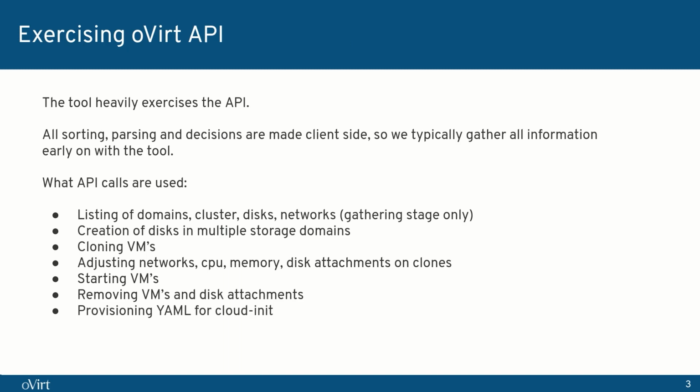So just to be fair, the tool really exercises the API heavily. Quite a few calls are executed in the beginning to gather all the information up, and then client side we parse all this and we sort it and display it as required. So the type of API calls I use is listing of domains, clusters, disks, and networks, and then creation of disks, creation of floating disks into different storage domains, cloning of the VMs, adjusting the network, CPU, memory and disk attachments on the clones from the template, starting up VMs and removing VMs and disk attachments, and provisioning the YAML for cloud-init. So all these things we do and pass it to the VM before we start them up individually, and then run the deploy cluster script.